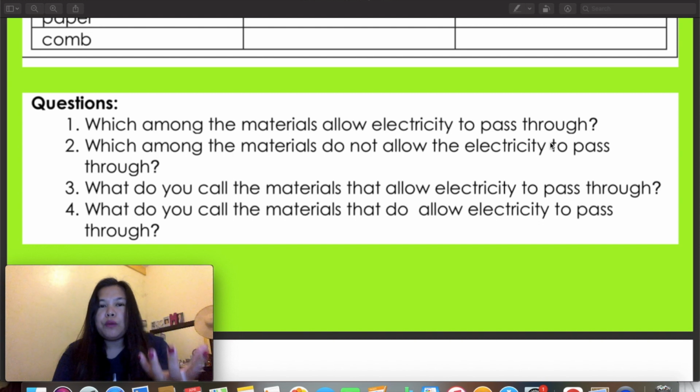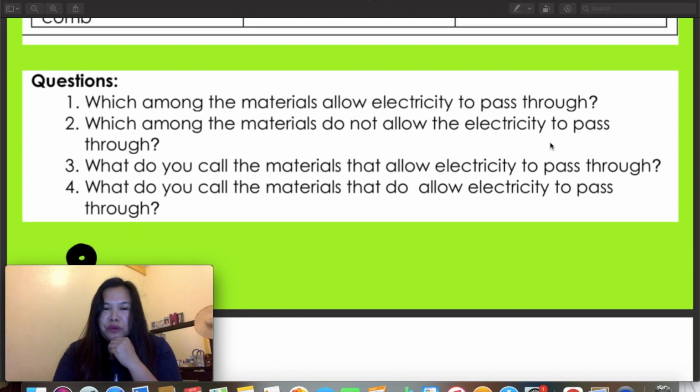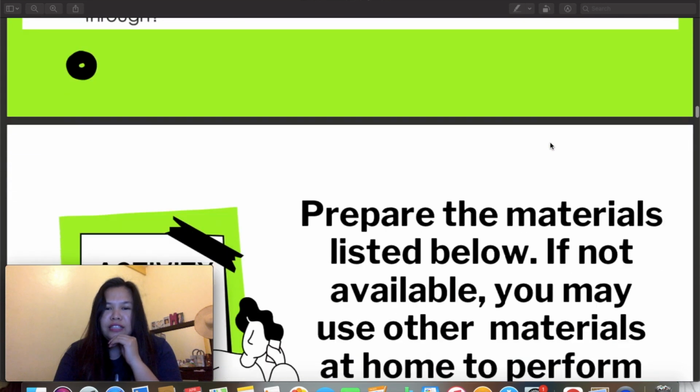Lahat naman ng gagawin yung activity is hindi naman kayo babagsak nito eh. Madali lang yan. Sundan nyo na lang siya.